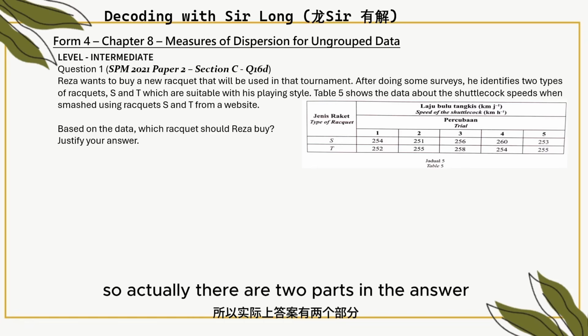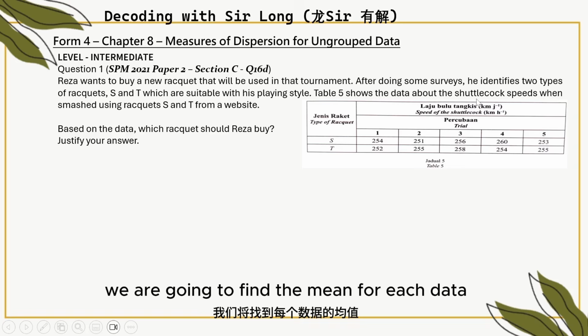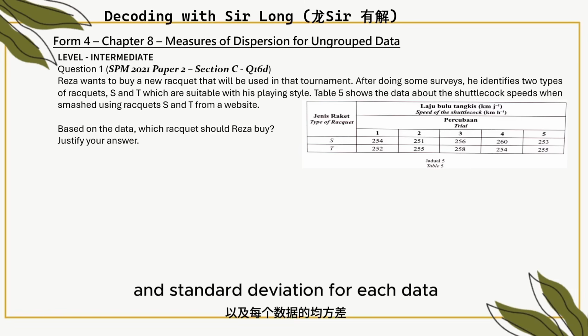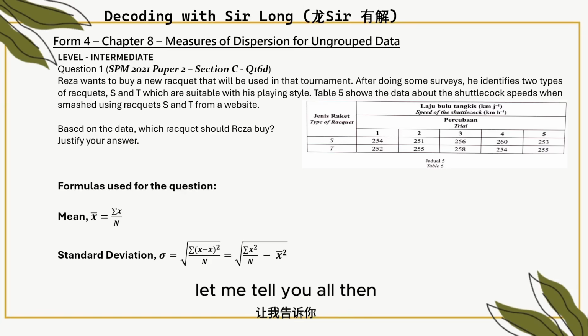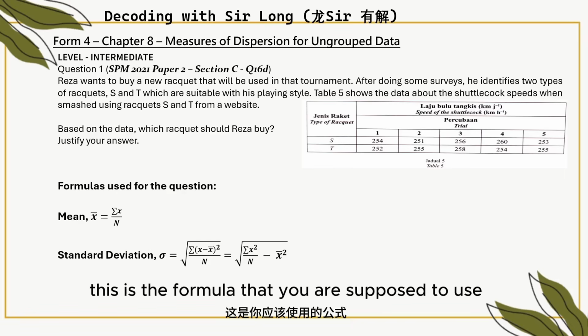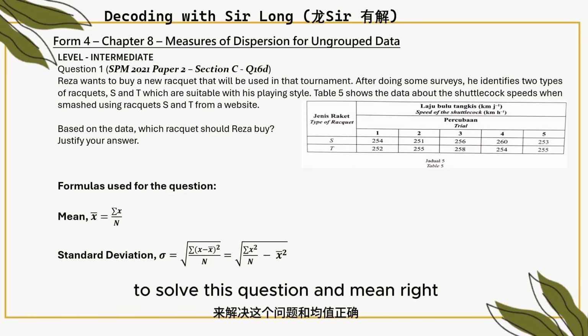So actually there are two parts in the answer, and in the first part we are going to find the mean for each data and the standard deviation for each data. How to find it? Before that, let me tell you all, this is the formula that you are supposed to use to solve this question.